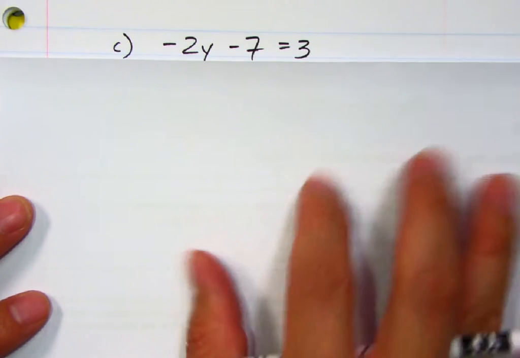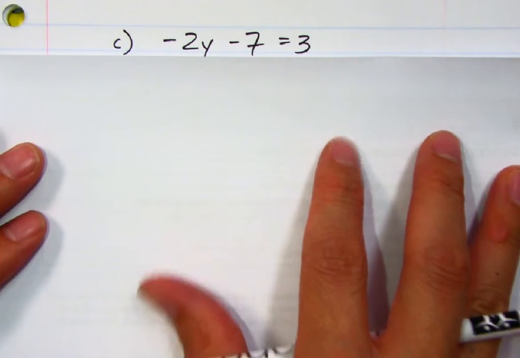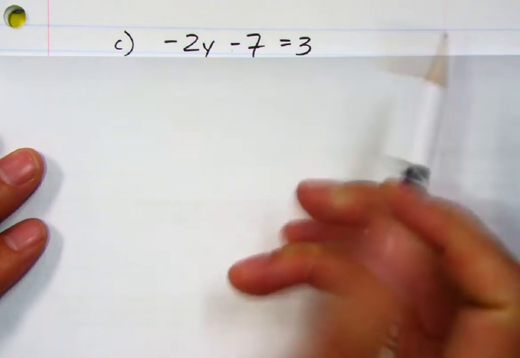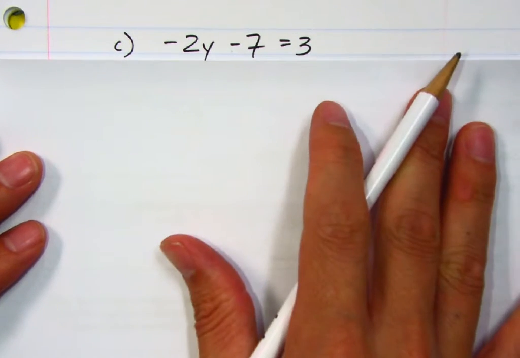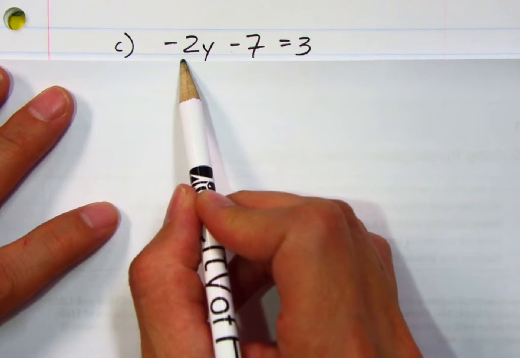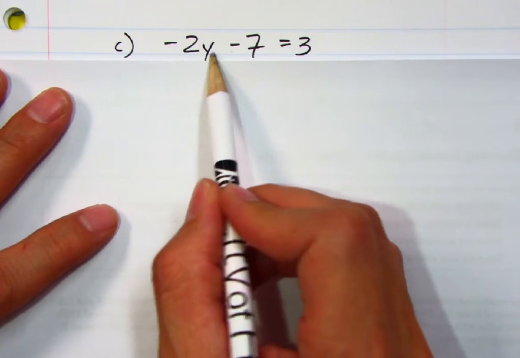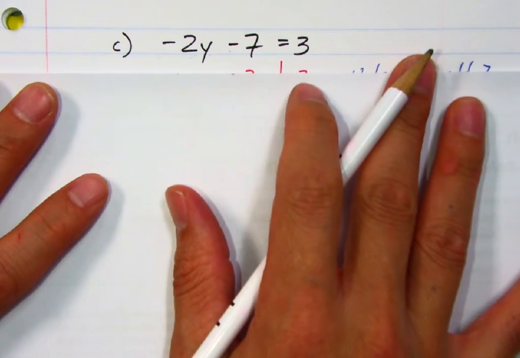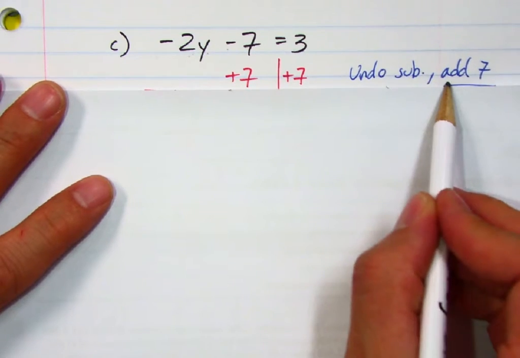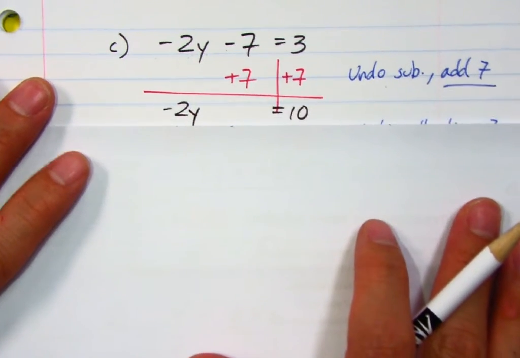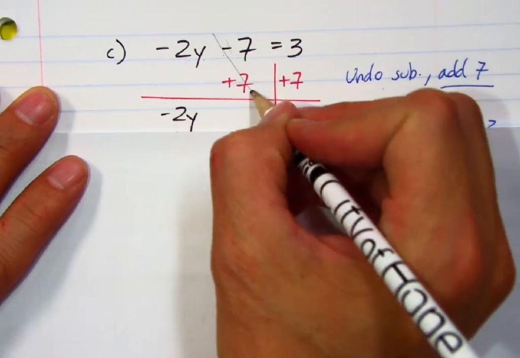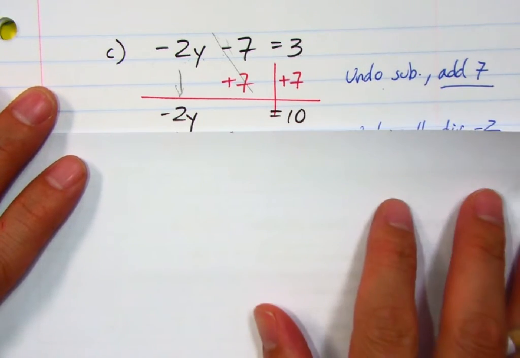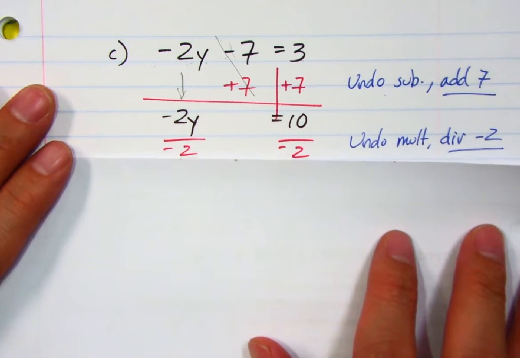All right, let's go on to 2 more examples. Here I go. Negative 2 times y minus 7 equals 3. Remember, take care of any addition or subtraction first. Over here, this is not subtraction. This is negative 2 times y. So we'll wait on that one. But here, this is subtraction. So I'm going to undo subtraction by adding 7. I add 7 to both sides. That eliminates this. This just drops down. And 3 plus 7 is 10. Then I'm going to undo multiplication by dividing.